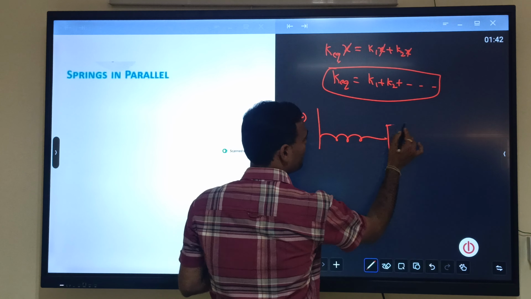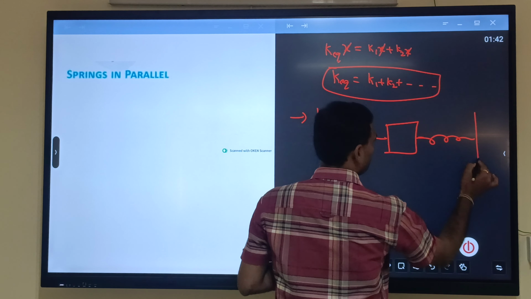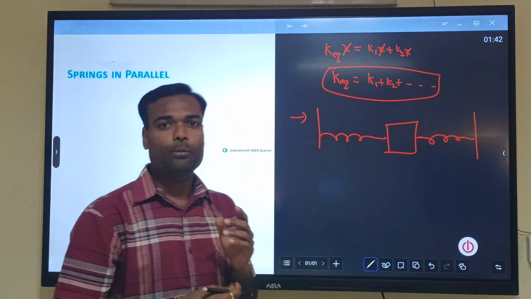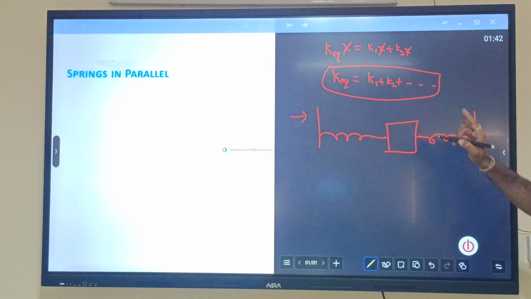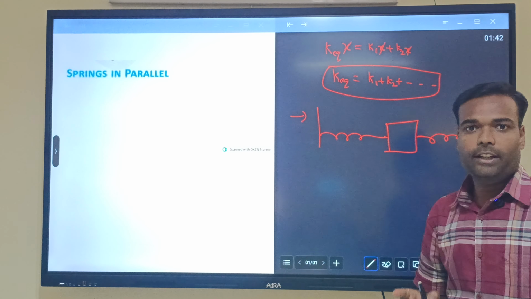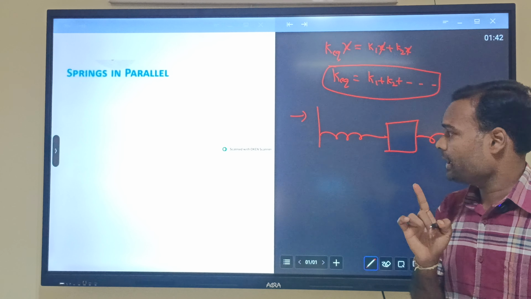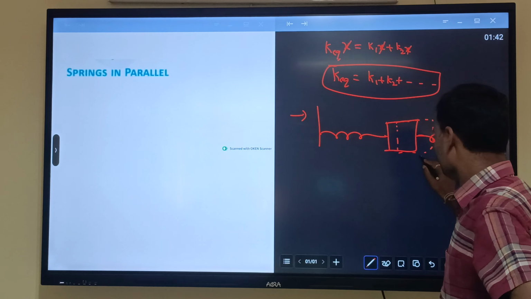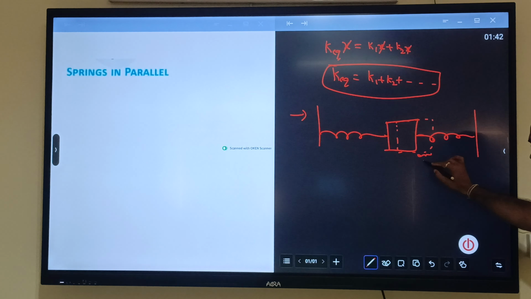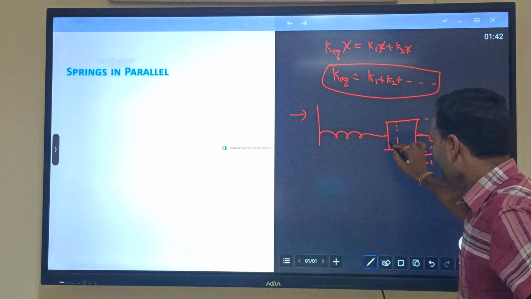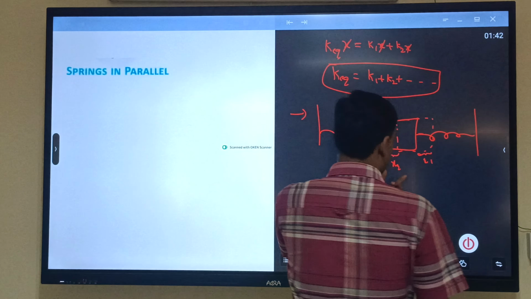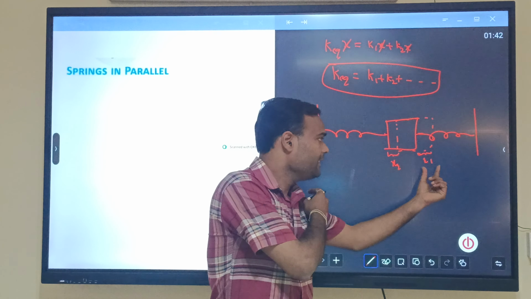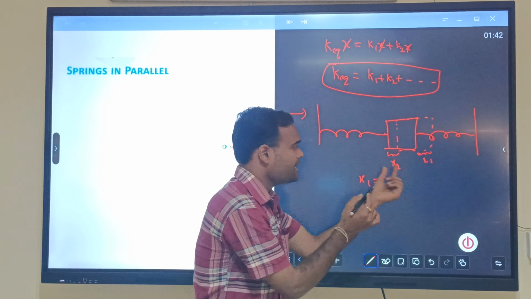Let us see one more way of representation of parallel springs. Suppose this is the case. It looks like a series combination. Originally it looks like a series combination, but if you understand very carefully the point which I wrote there, the amount of elongation remains the same, the amount of extension remains the same. That means if it is compressed, the amount of compression in the first spring should be equal to the amount of extension in the second one.